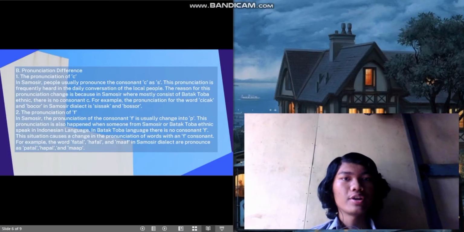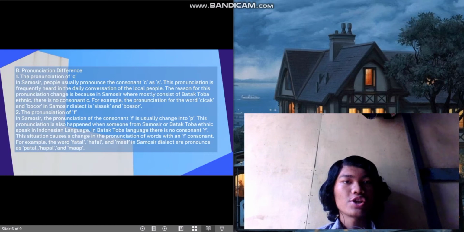B. Pronunciation differences. First, the pronunciation of J or Ch. In Samosir, people usually pronounce the consonant J or Ch as S. This pronunciation is frequently heard in the daily conversation of the local people. The reason for this pronunciation change is that in Samosir, which mostly consists of the Batak Toba ethnic group, there is no consonant J. For example, the pronunciation for the words cicak and bocor in Samosir dialect is cisak and bosor.